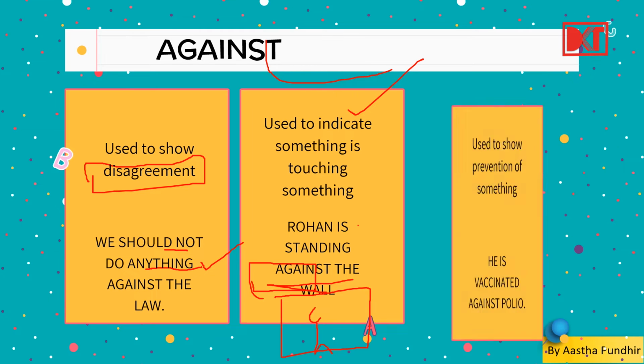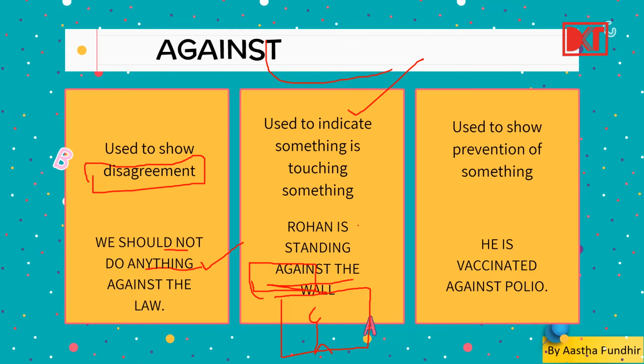Next usage could be used to show prevention of something, when we are preventing something. Like he is vaccinated against polio. मतलब जो vaccination है which is given to prevent the occurrence of polio. So he is vaccinated against polio. All right.